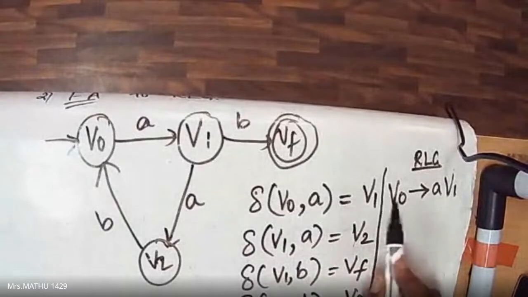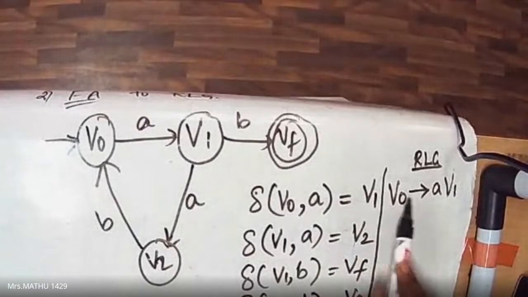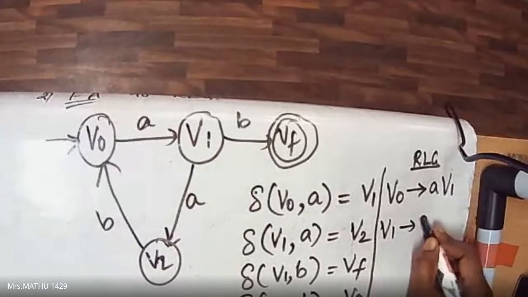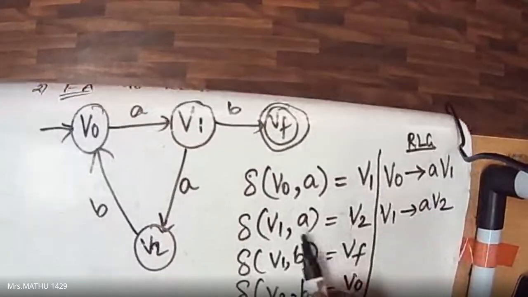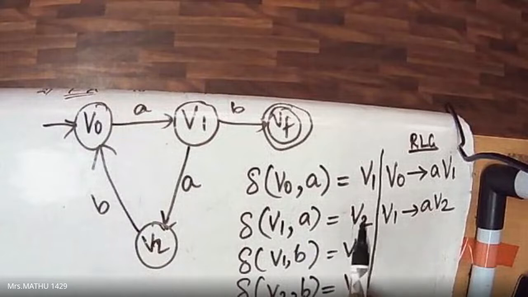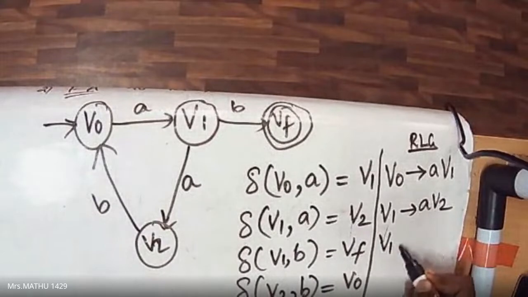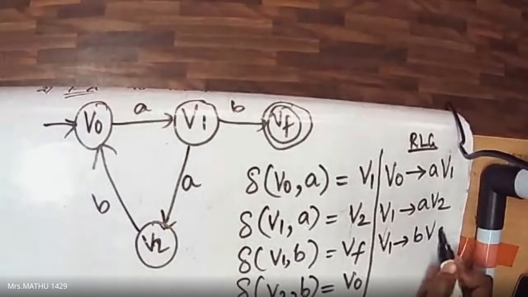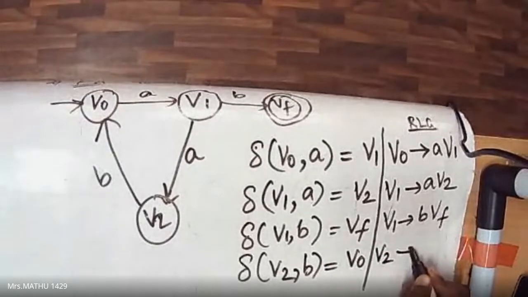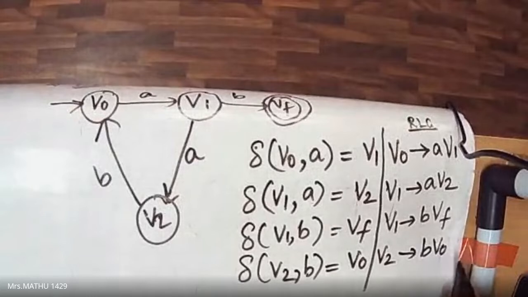So the productions can be written as V0 gives A V1, and then V1 gives A V2. This transition function can be written as from V1 it gives A V2, and then V1 gives B VF. And then V2 gives B V0.